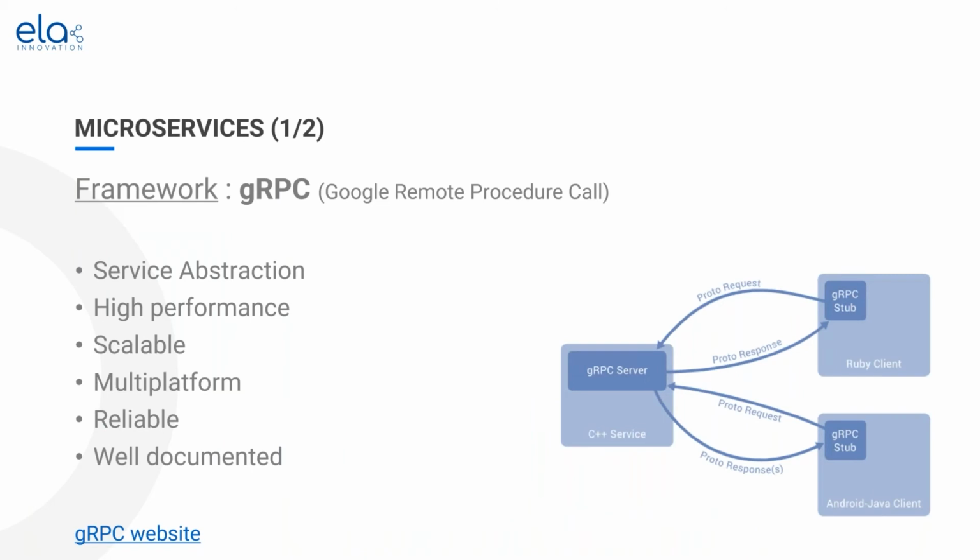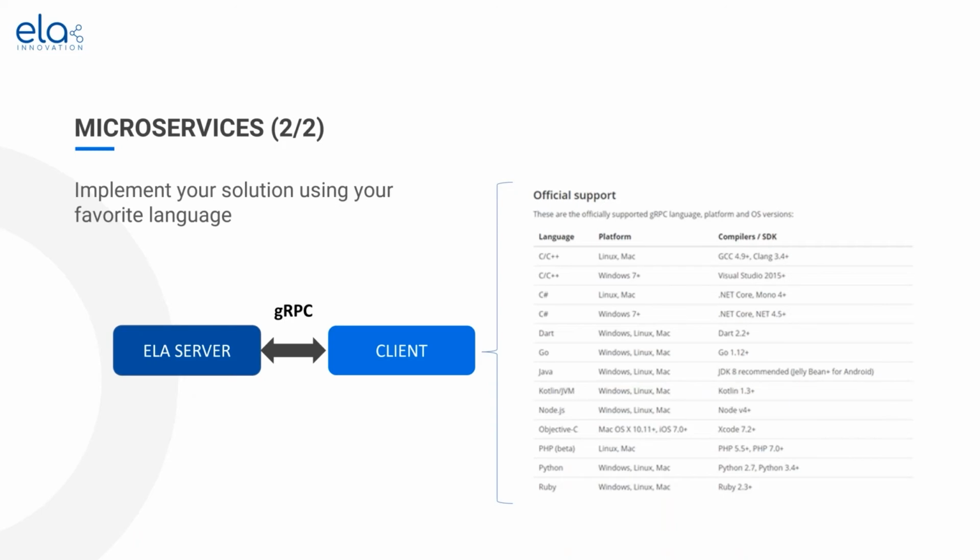Just so you know, our microservices are coded with the gRPC framework, Google Remote Procedure Call. It's a very good framework: high performance, multi-platform, and very reliable. So this is what we chose to use. One of the main advantages is that you can code the client in any language that you wish. Mathieu will show you a client coded in Python, and I will show you a client coded in C#. You can do yours with a lot of different languages.